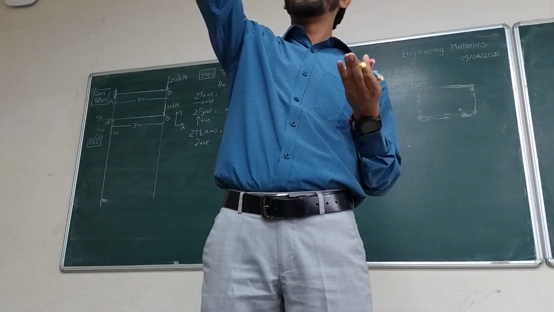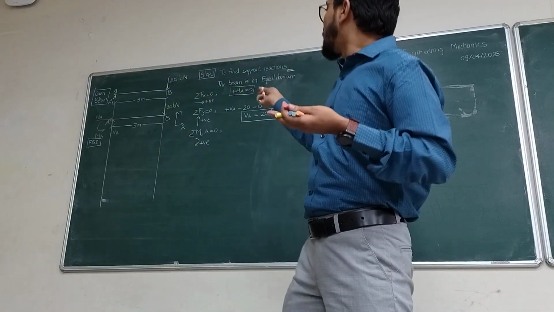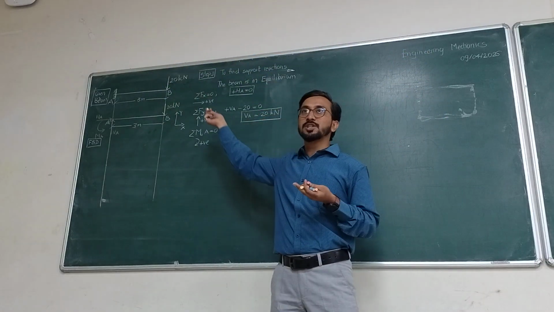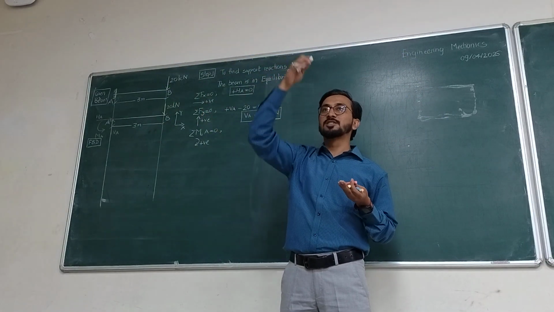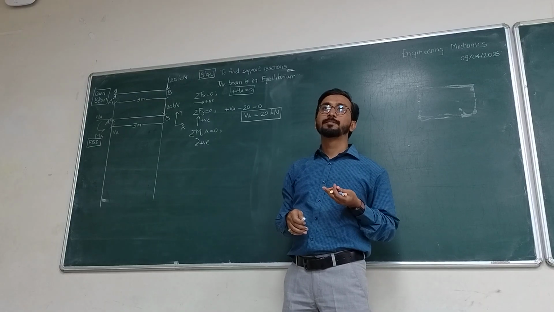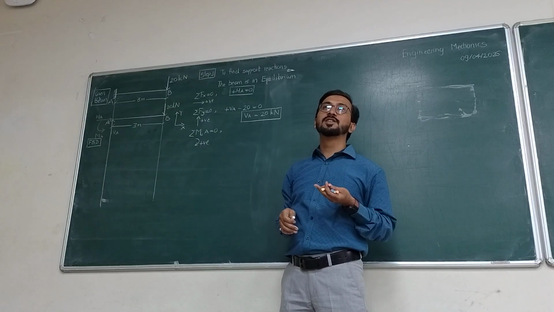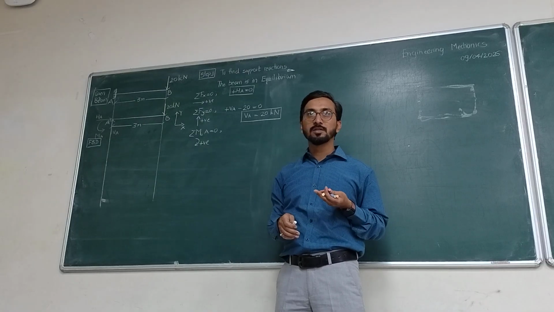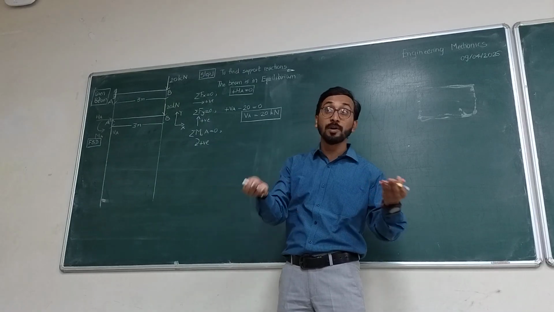Can you tell? Summation of moment at A is equals to 0, can you tell the equation if I consider clockwise? Summation of moment at A is equals to 0. Everybody should know this, because this is the primary part. SFD BMD is the main part.